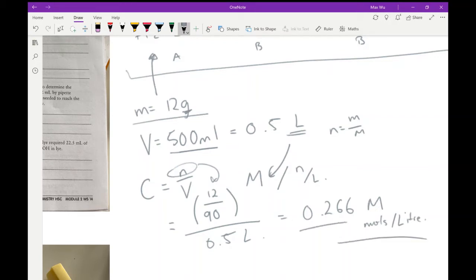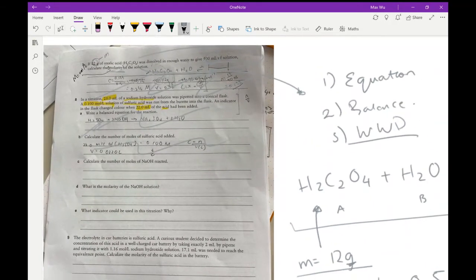Sweet. And was that all they wanted from us? Calculate the molarity. So great. Now you just go through the question again. Did we answer it? Yes, we did. Beautiful. I'm going to rub this out in case it becomes distracting.